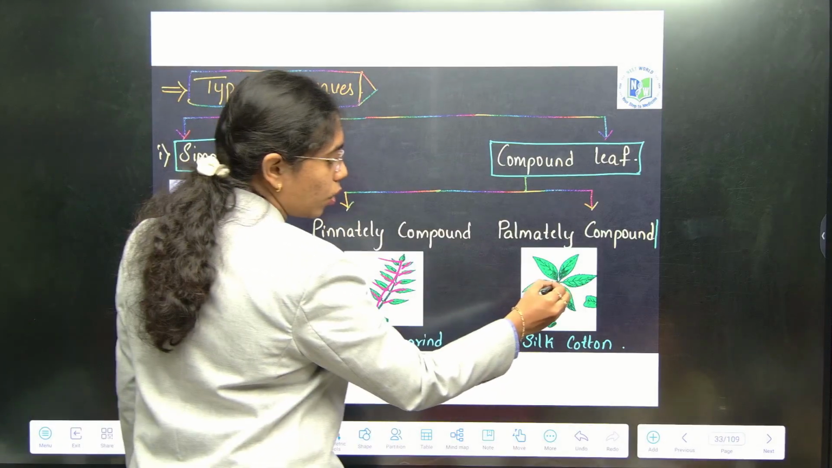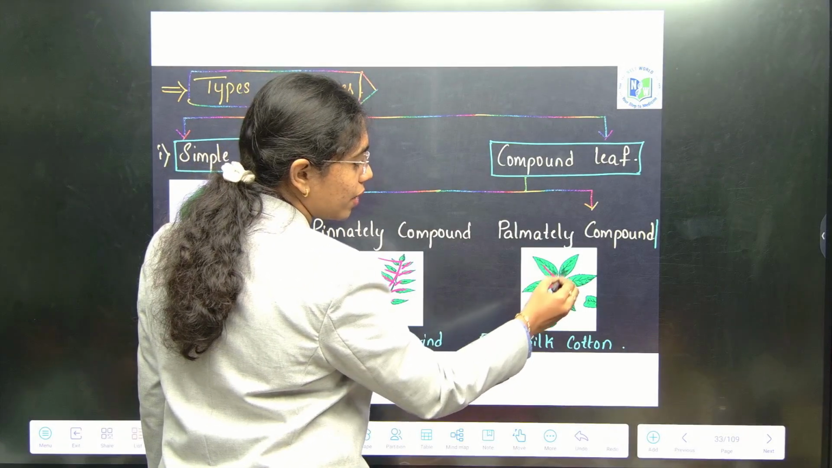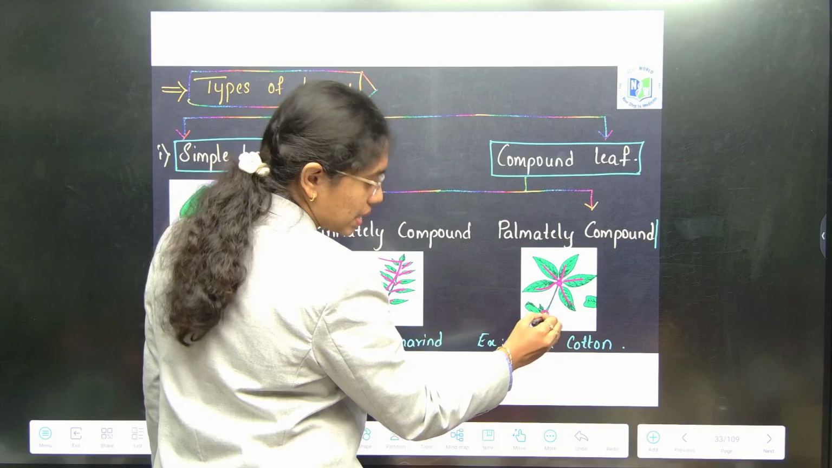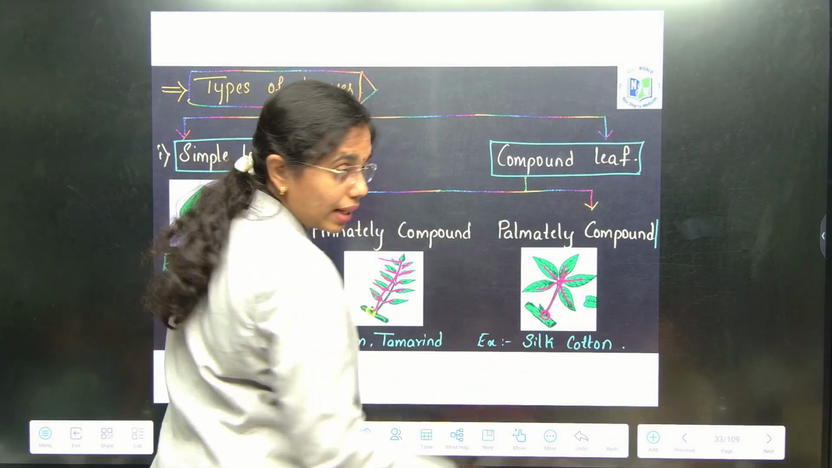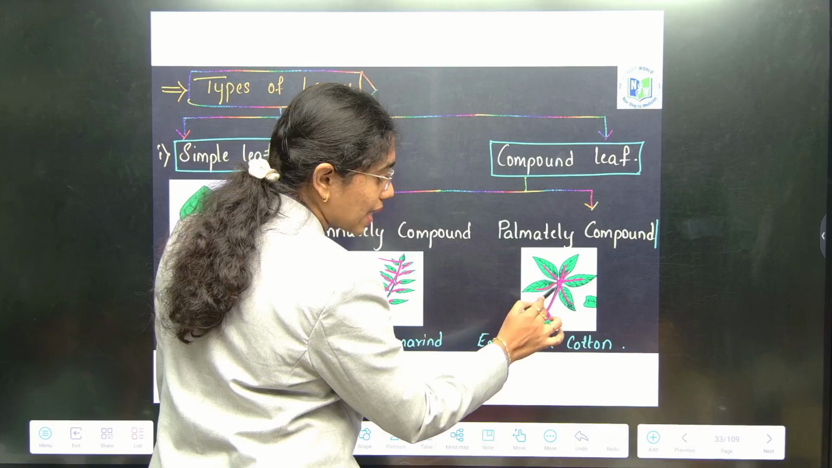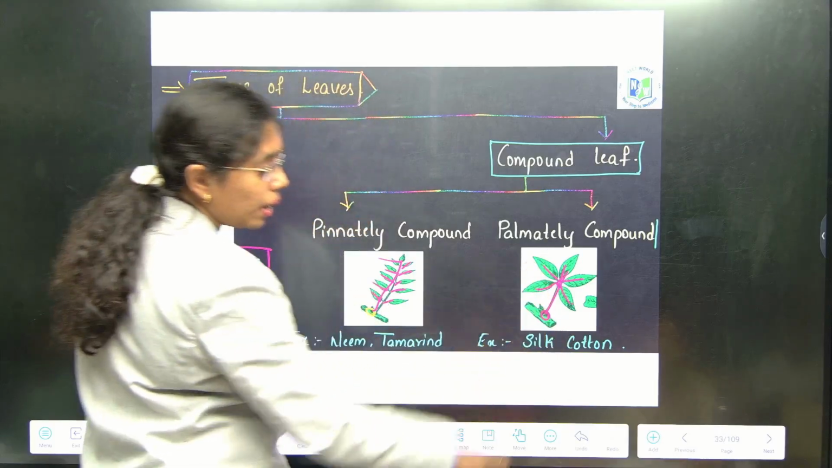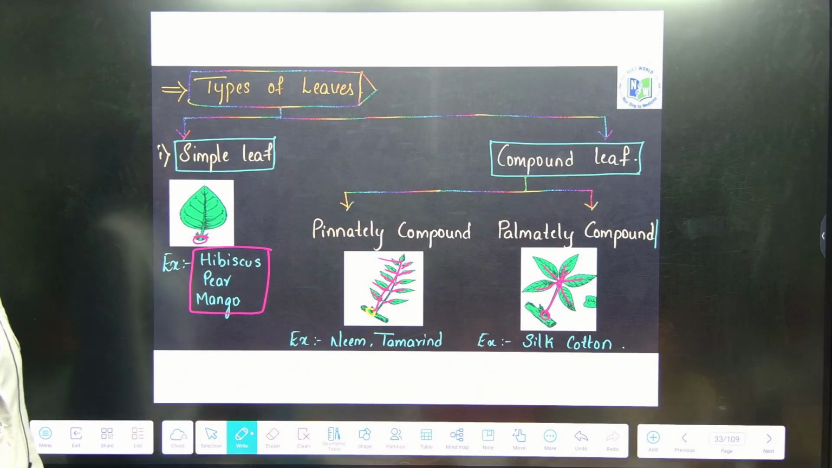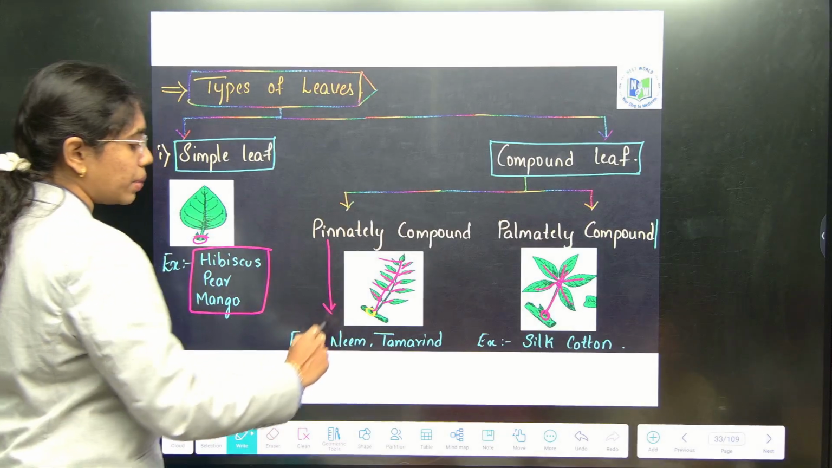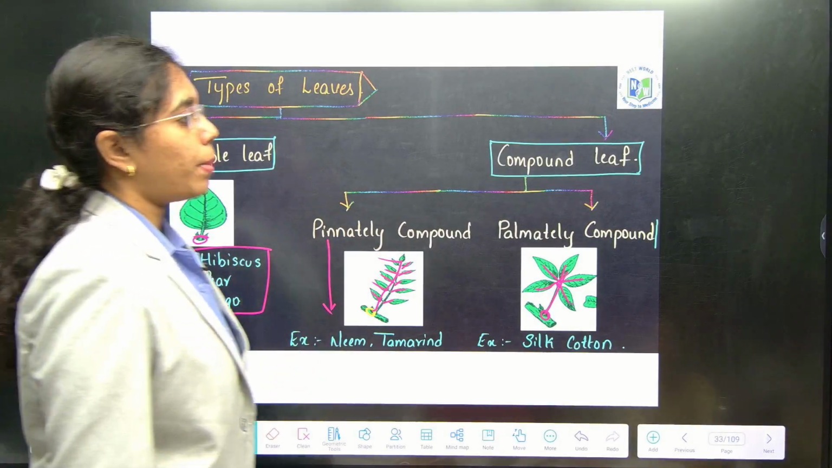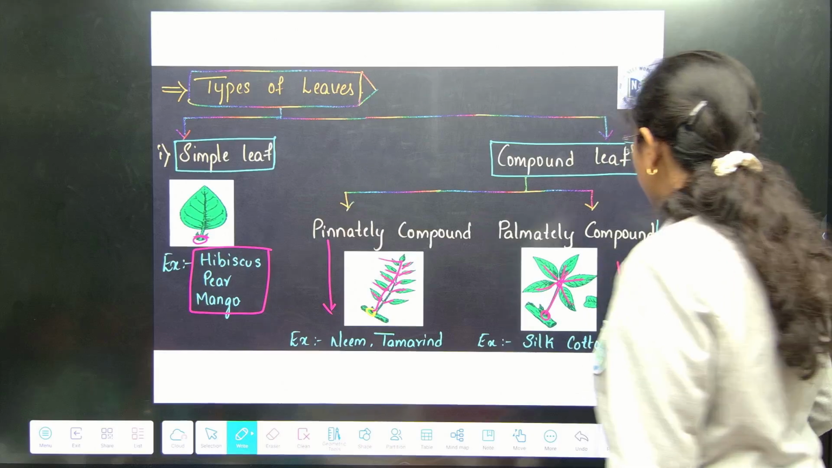At a single nodal point, you can see more leaflets growing. A single bud region, the axillary bud, gives rise to a leaflet, and over this at a single nodal point you can see multiple leaflets. Such is called what? Palmately compound. Pinnately compound examples, Nerium, tamarind. Palmately compound example, silk cotton.